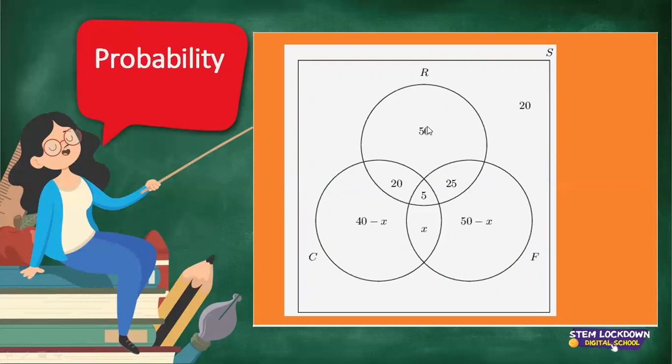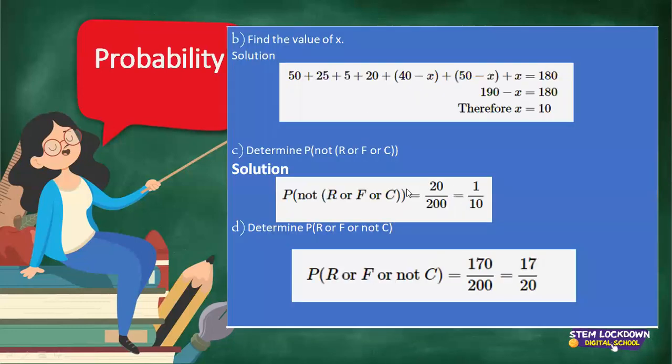So by saying 50 plus 20 plus 5 plus 25 plus 40 minus x plus 50 minus x plus 20, everything gives us 200 because everything must be equal to the sample space. So like that, we find our value of x.